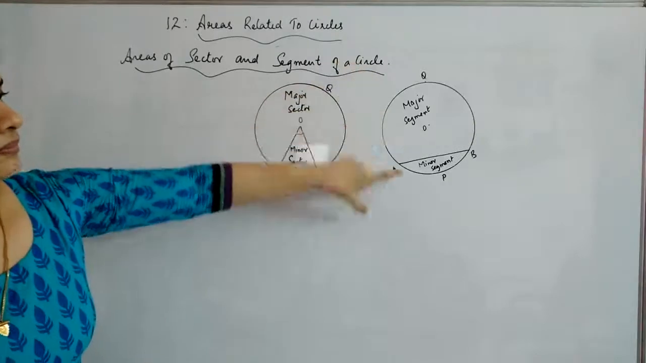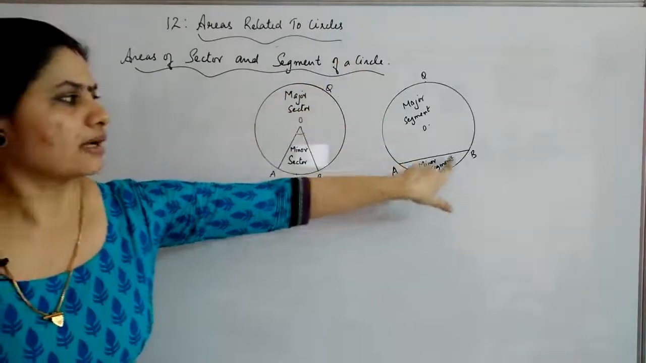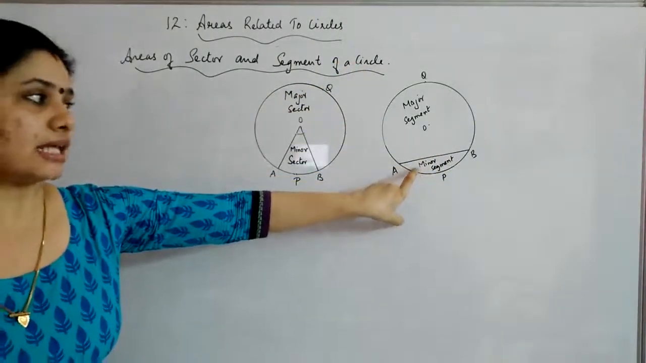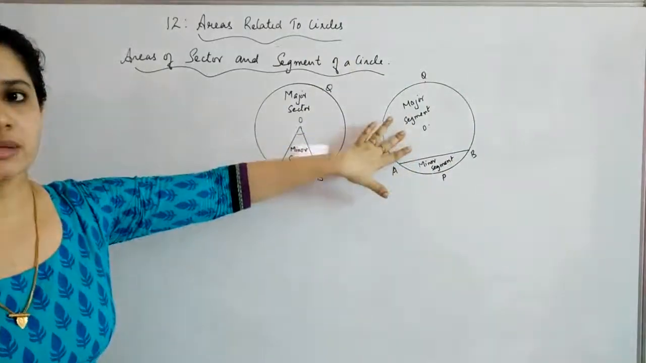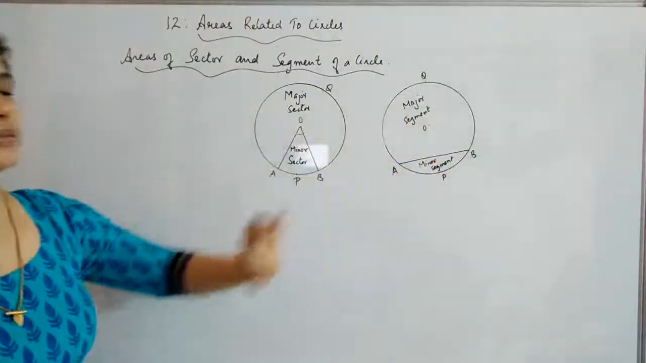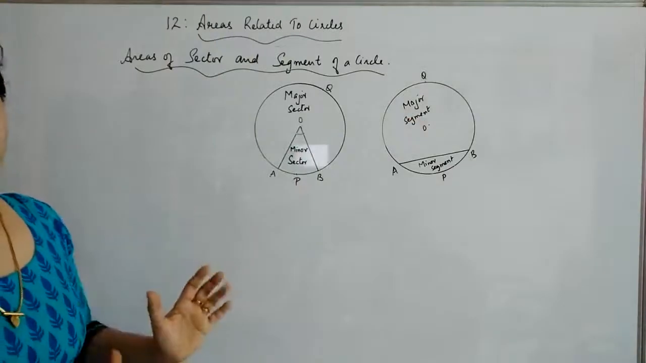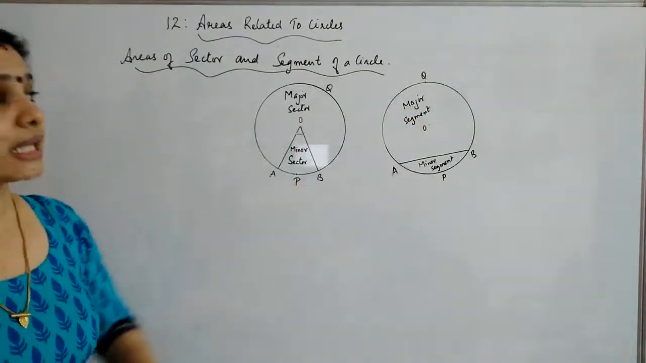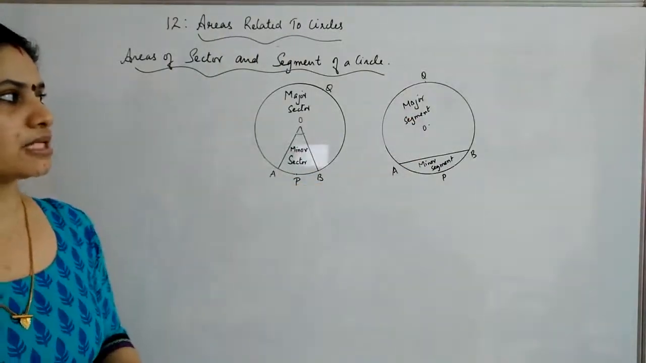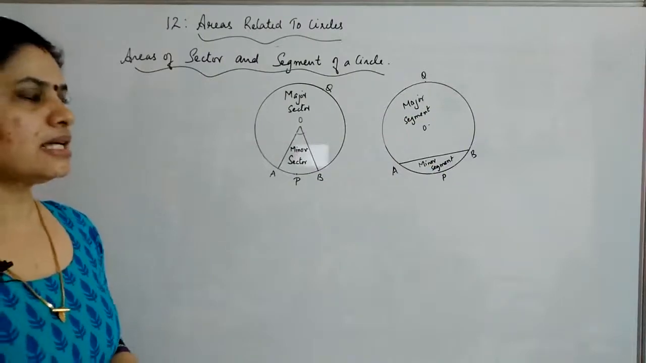Now here, if you know the area of the minor segment, how will you find out the major segment's area? Again, you can use the same concept, that is total area of the circle minus area of the segment. That means pi r square minus area of the minor segment will give you the area of the major segment.